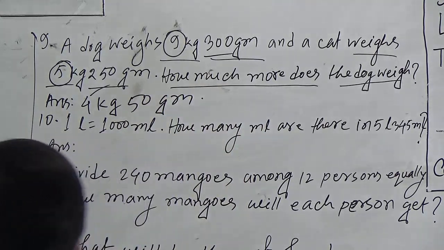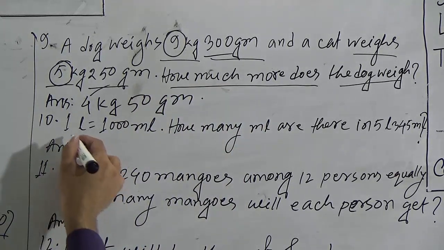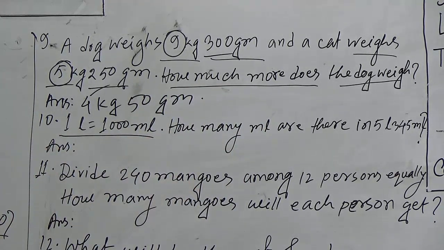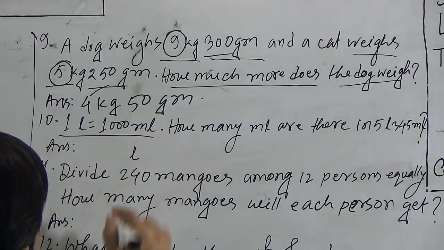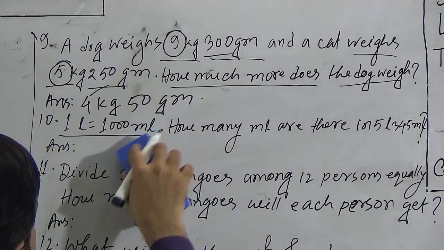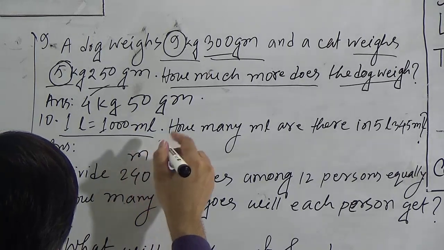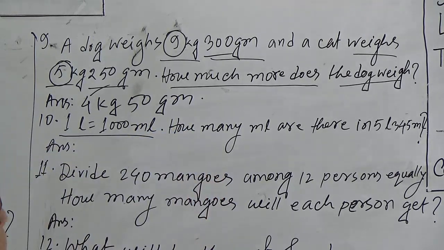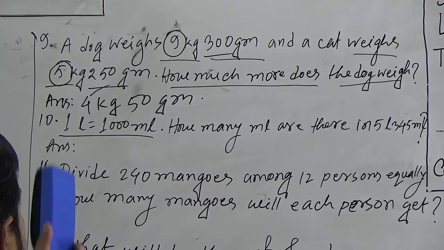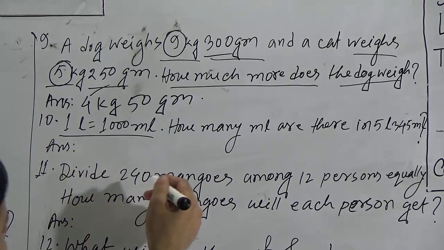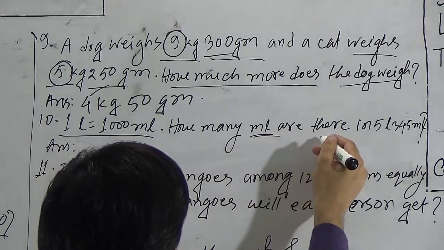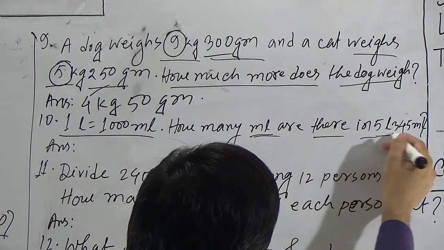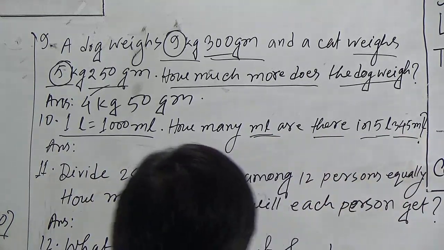Then the next question, question 10. 1 liter equal to 1000 milliliter. Here L is given in short of liter and ml is given in short of milliliter. ml means milliliter and L means liter. How many milliliters are there in 5 liter 345 milliliter?